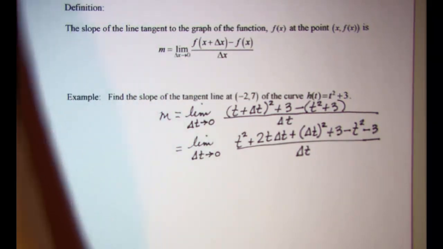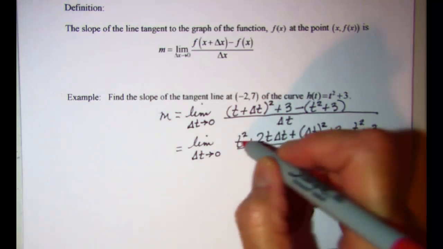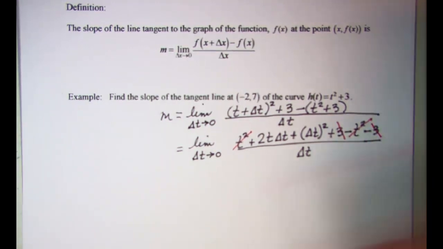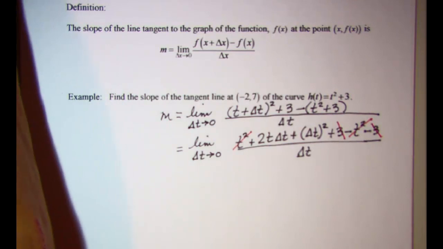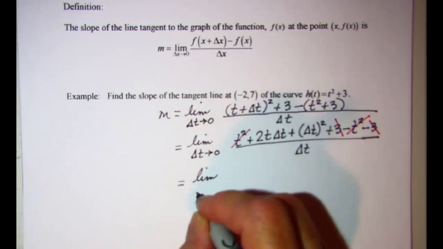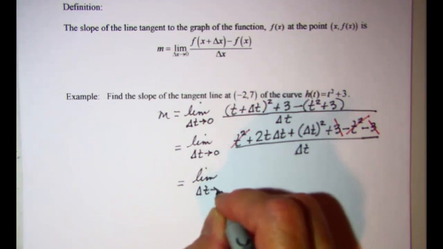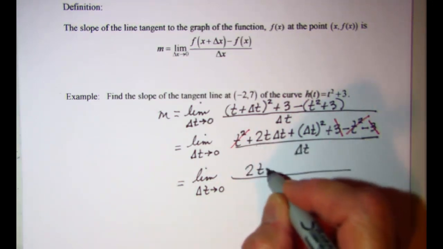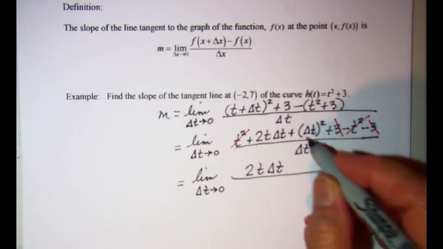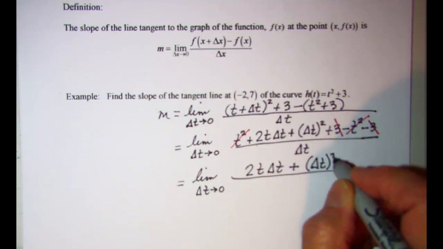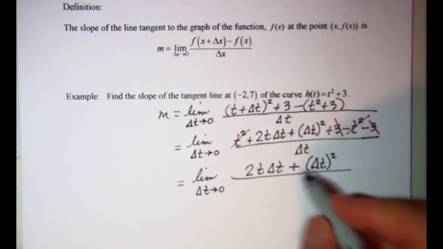Let's see if anything cancels. Looks like our t squared is going to cancel with the negative t squared, and the positive 3 and the negative 3 cancel. So let's write what's left. Limit as delta t approaches 0. I have 2t delta t plus delta t squared, and then everything else is gone.